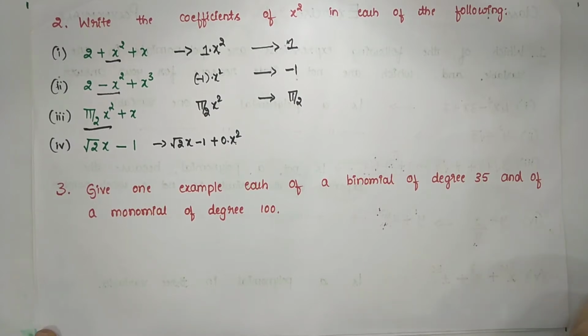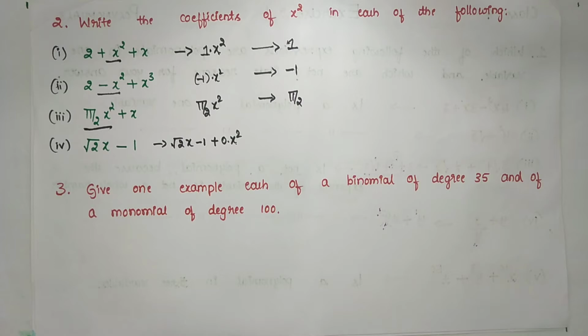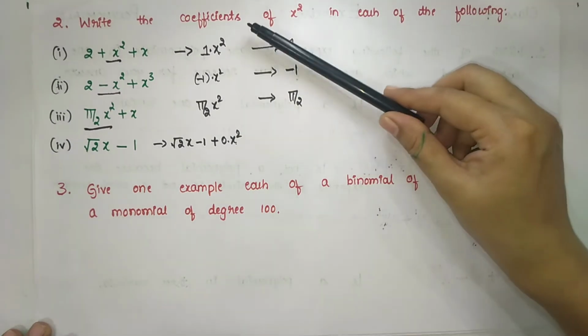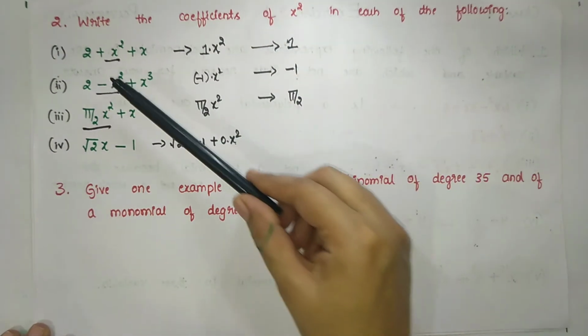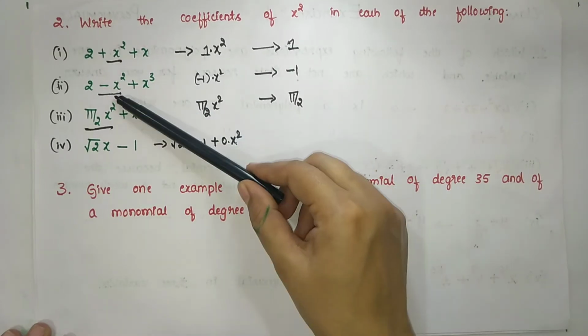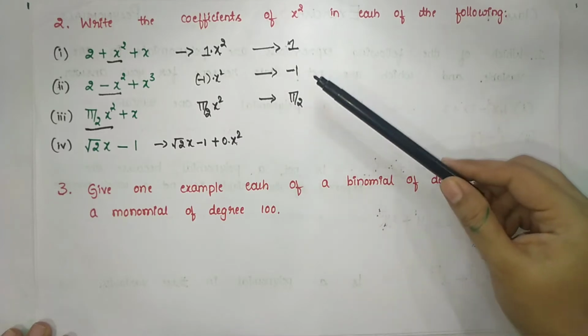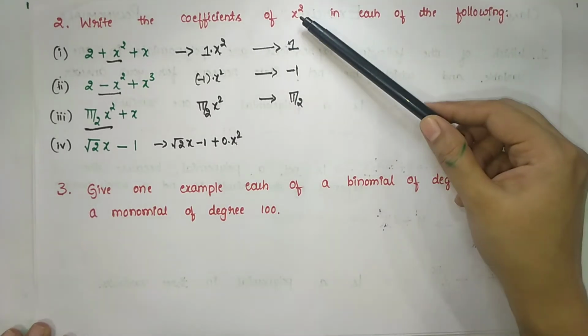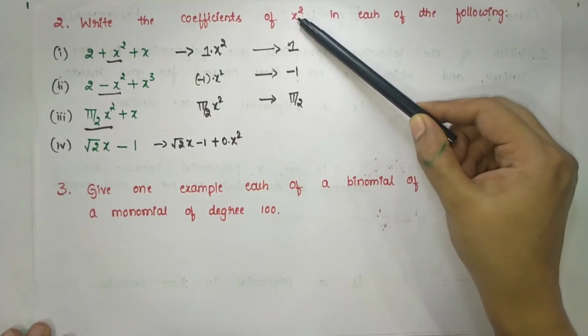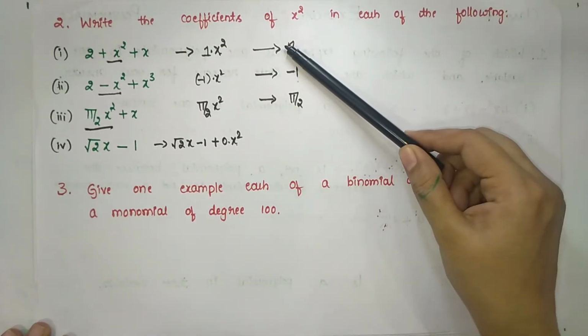The second question in the exercise is to write the coefficient of x square in each of the following. In order to answer this question, first you should know what a coefficient is. A coefficient is any constant, that is, it can be either a positive or negative number, which is multiplied to the variable. Or in simple words, in this question, any number which is along with x square can be considered as the coefficient of x square.